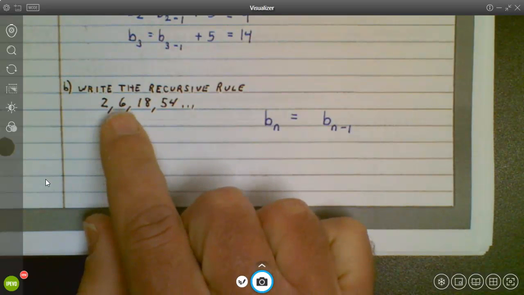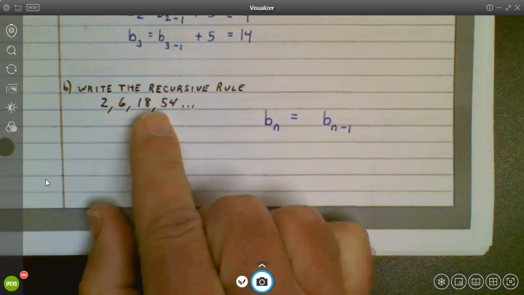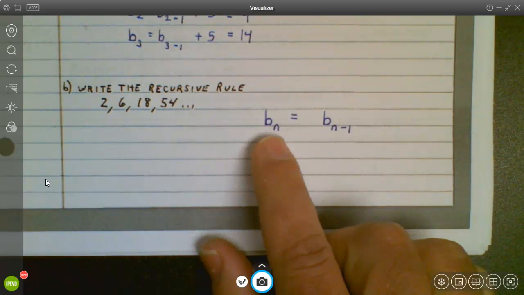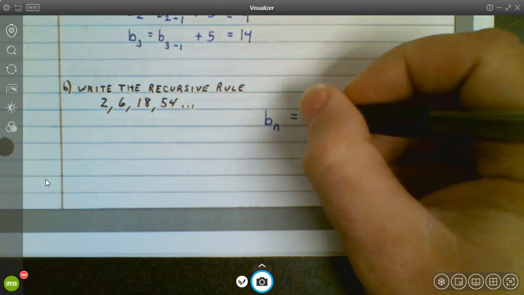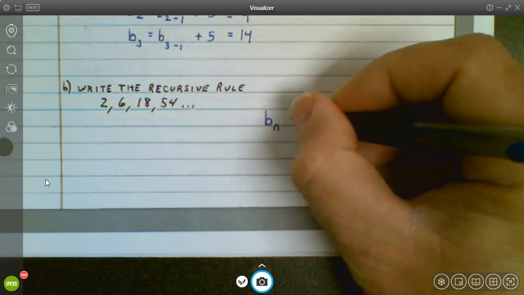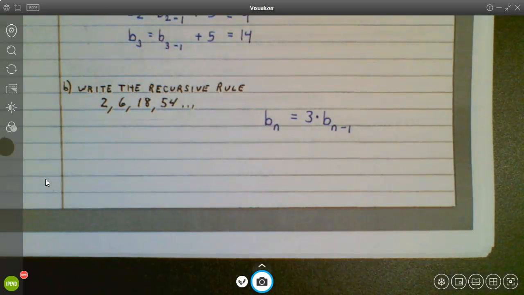Obviously, I'm multiplying by 3 in order to get the next term. So in order to get each term of the sequence, I am multiplying the previous term times 3 in order to get the next term of the sequence, right? And obviously you could test that to see that it works. But that would be the recursive rule for this. Let me move on.